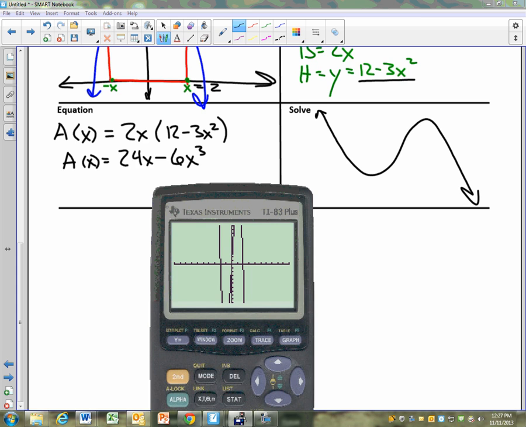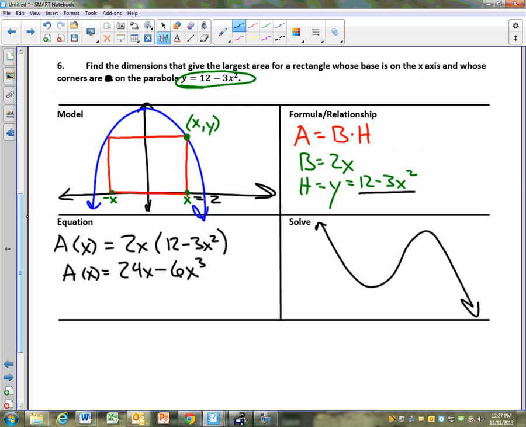Let's just think about this, people. This is shifted up 12 units, okay? Could you fit a 12 by 12 rectangle in there? No, that's way too big, right? 12 by 12 would be 144.